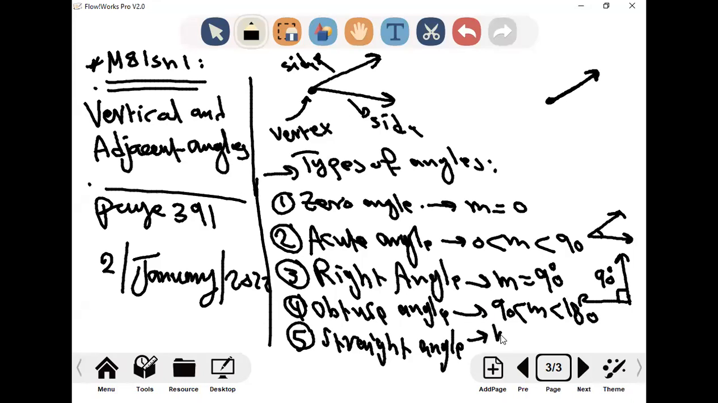Exactly. So here M is exactly 180 degrees. So you have 5 types: zero angle, acute angle, right angle, obtuse angle, and straight angle. These are the types, you know that. We took that before, so we are only remembering.